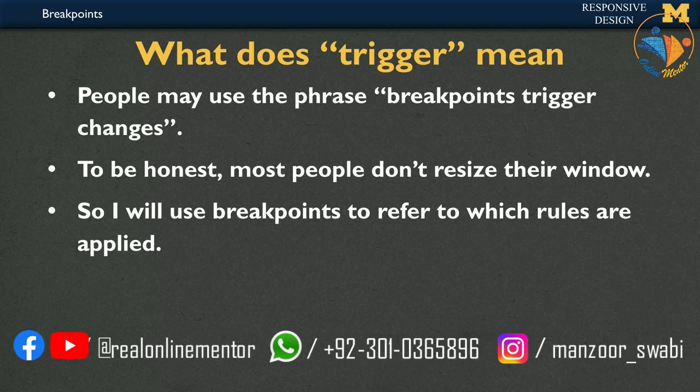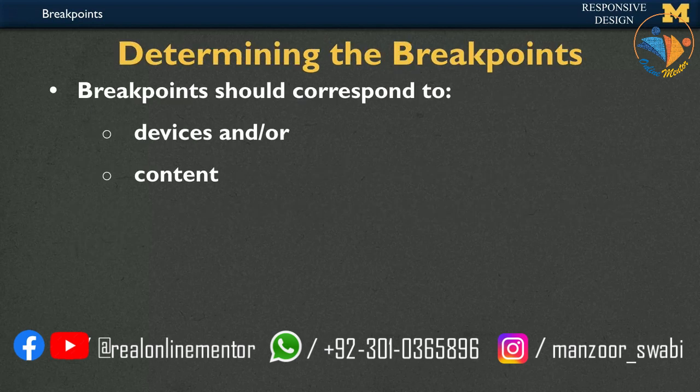So I will use breakpoints to refer to which rules are applied at each screen size, meaning when they should be triggered. So how do people determine breakpoints? Well, it used to be the case that we would choose our breakpoints based on the most common device sizes. And this was simple not that long ago because there really weren't that many devices. But as we know now, new phones, new tablets, new tech comes out all the time. And everything's always a slightly different size. One year it's cool to be small, another year it's cool to have the biggest screen you can possibly carry around.